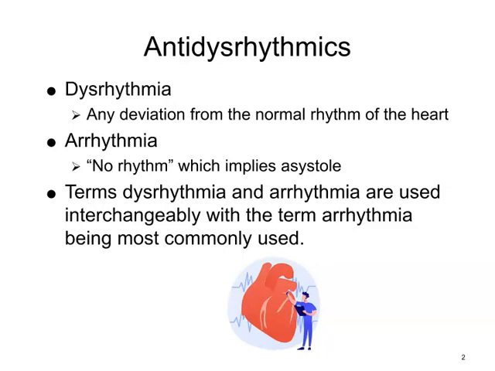All right, so let's start by defining what a dysrhythmia is. A dysrhythmia is any deviation from the normal rhythm of the heart, which should be normal sinus rhythm. An arrhythmia is lack of a rhythm, so one would think that it applies to asystole, but it's used commonly for anything that we don't have a regular rhythm for.